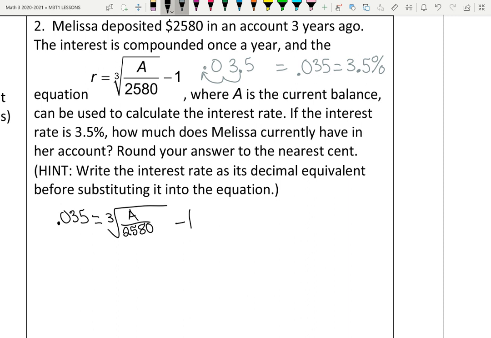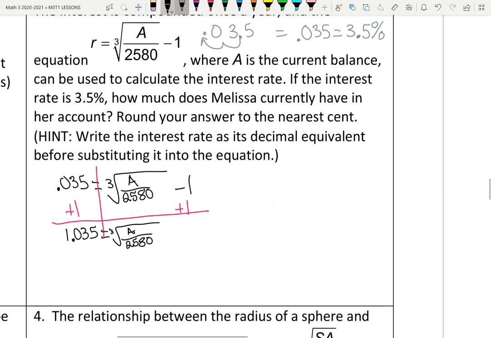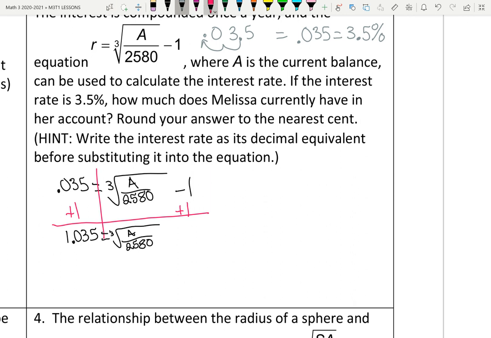So I'm going to go ahead and get the radical by itself. I see the minus 1 is on the outside, so I'm going to add 1 to both parts. This is going to have 1.035 being equal to the cube root of A over 2,580. Now that I have the radical by itself, I can raise both sides to the third power. So it's going to be 1.035 to the third power.